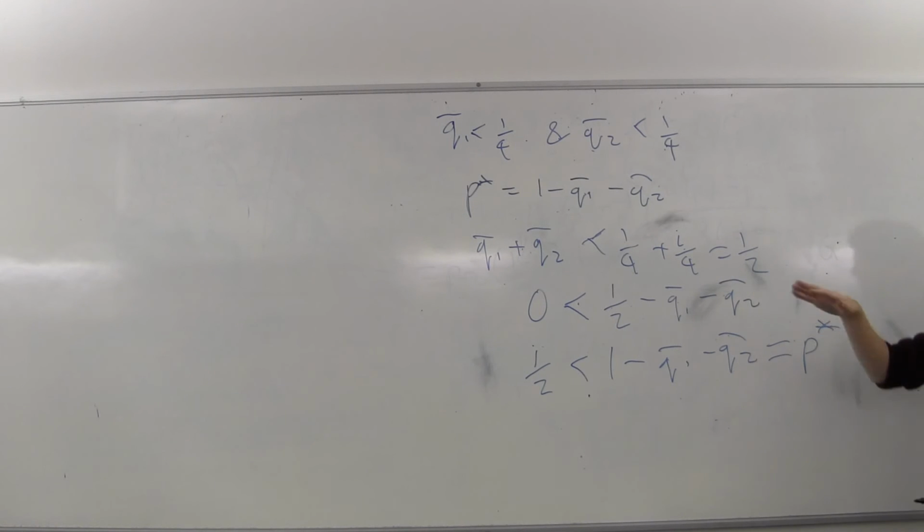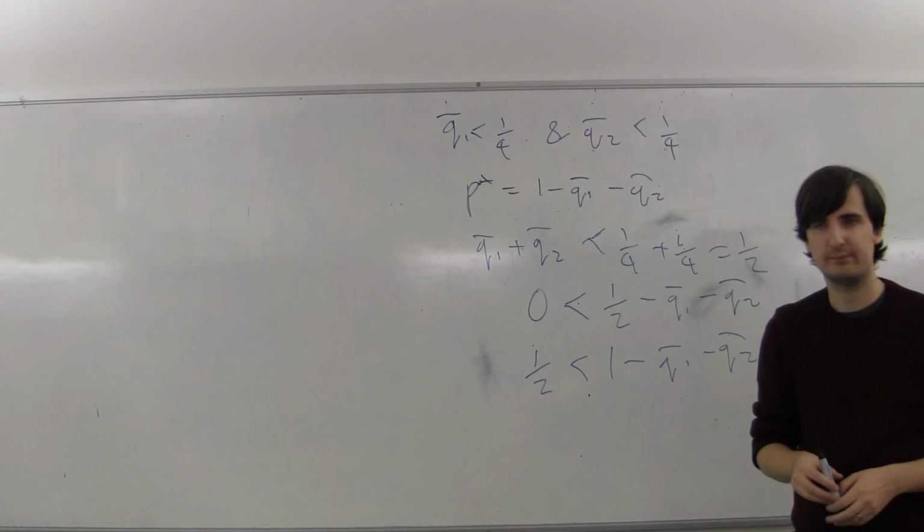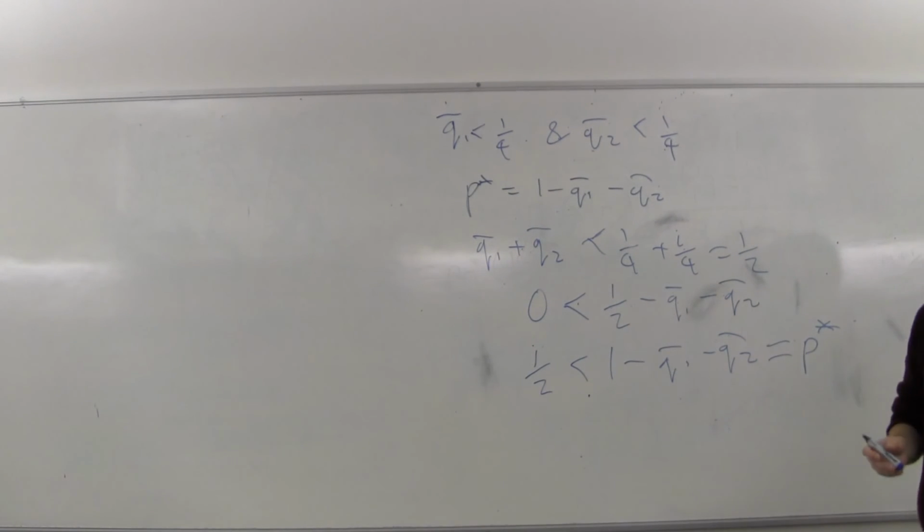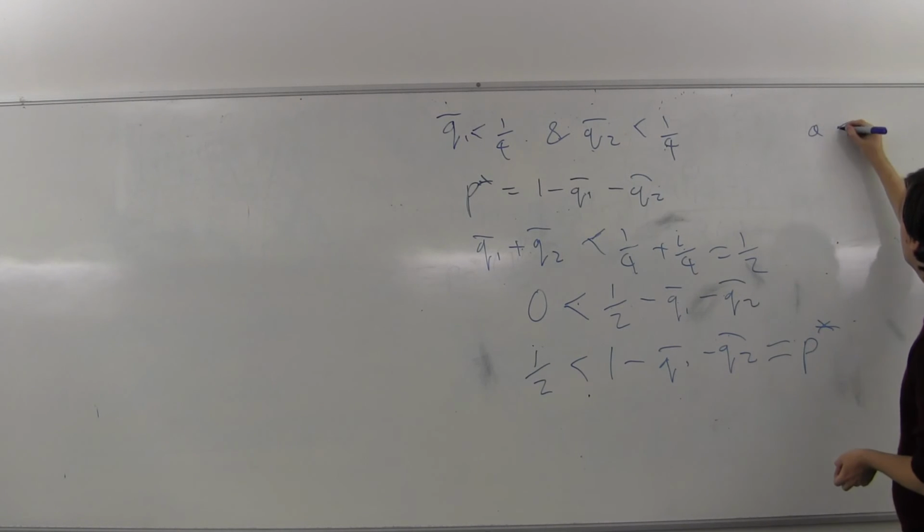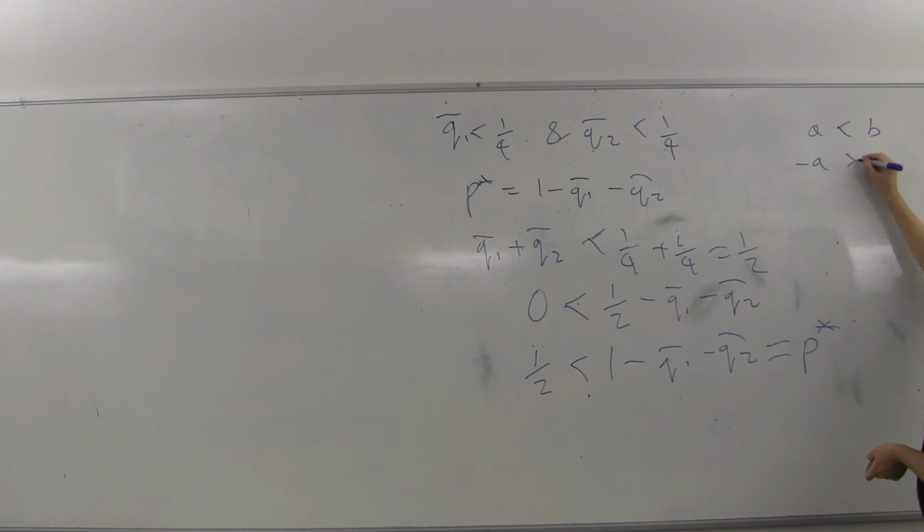So the rules of manipulating inequalities are very similar to the rules of manipulating equations. The only thing you've got to be careful about is that if you multiply both sides by a negative number, then you need to flip the sign. So if A is less than B, then minus A is greater than minus B. That's the rule. And likewise, the other time you have to flip is when you invert both sides. So if A is less than B, then 1 over A is bigger than 1 over B.